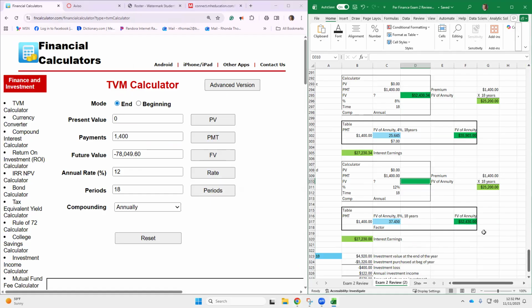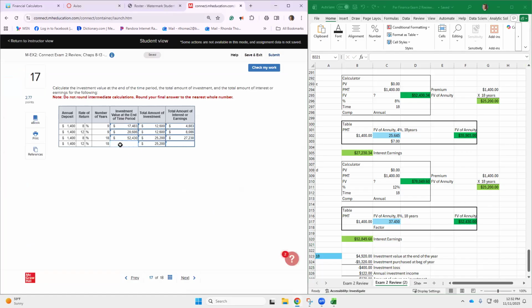So here is the future value of this one. It's the one that made the most money, 78,049.60. Now the difference, and I want to fix this, I want it to come from the future value of the calculator minus my invested amount, is 52,849. Wow. Okay, so let's put this in.